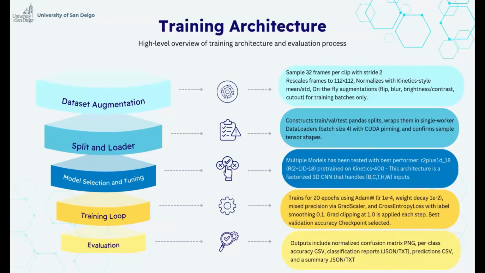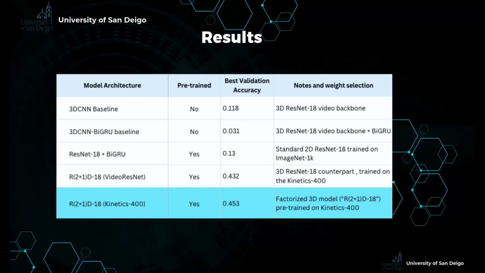Our training loop consists of 20 epochs, with the Adam optimizer with weight decay, mixed precision, label smoothing, and gradient clipping. We evaluate our outputs using confusion matrices, class-level accuracy, predictions, and summary reports. On the next slide, we'll see a comparison of our model performances.